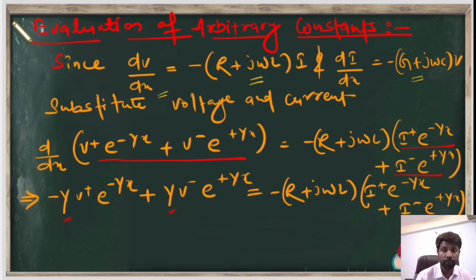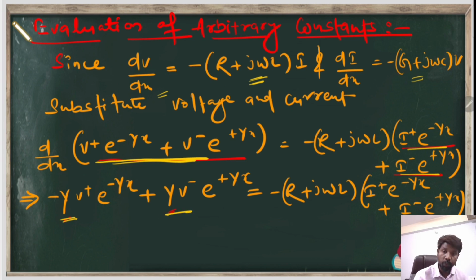We have the voltage equations, the solutions of wave in terms of voltage and the solutions of wave in terms of current. So what will we do? We will substitute the values of voltage and current in these expressions. Substitute here. After substituting, you have to differentiate this expression with respect to x. After differentiating with respect to x, we obtain these expressions.